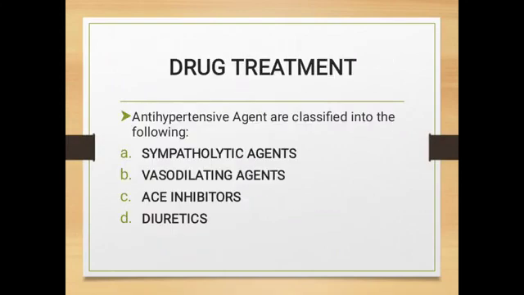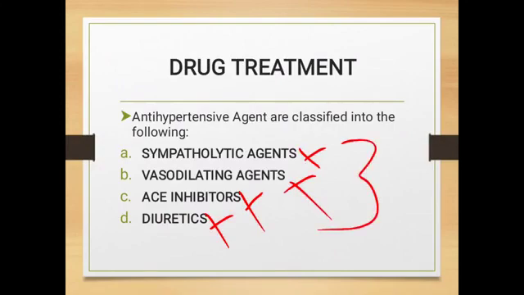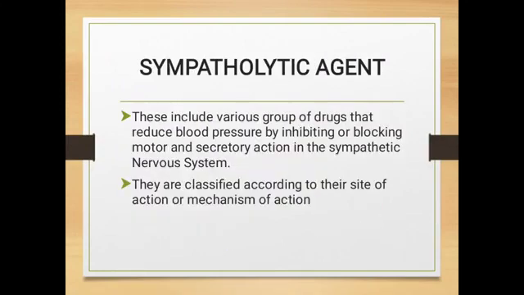So now we can move on to pharmacological treatment of hypertension. In terms of the pharmacological treatment, we'll look at drugs such as the sympatholytic agents. Apart from that, we'll also talk about vasodilating agents, angiotensin converting enzyme inhibitors and some diuretics. Once we look at these, we would have talked about drugs that can be used to prevent or reduce blood pressure. So we'll go into detail and talk about these particular drugs.